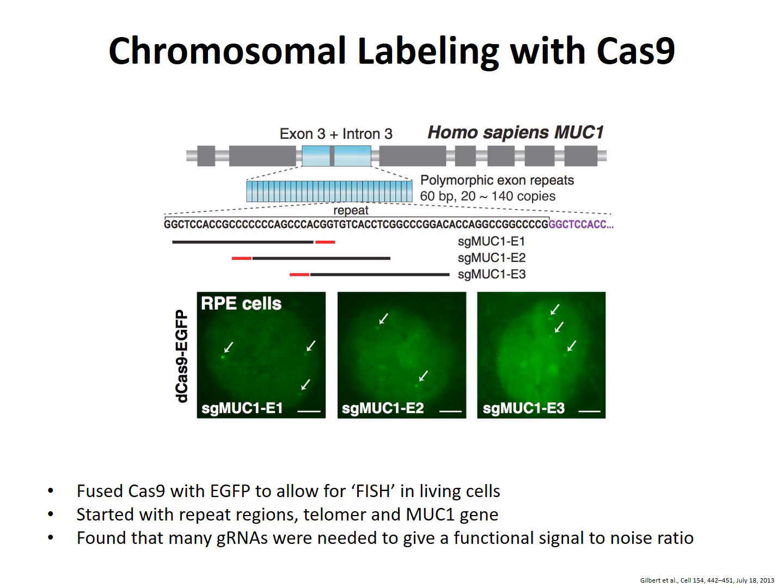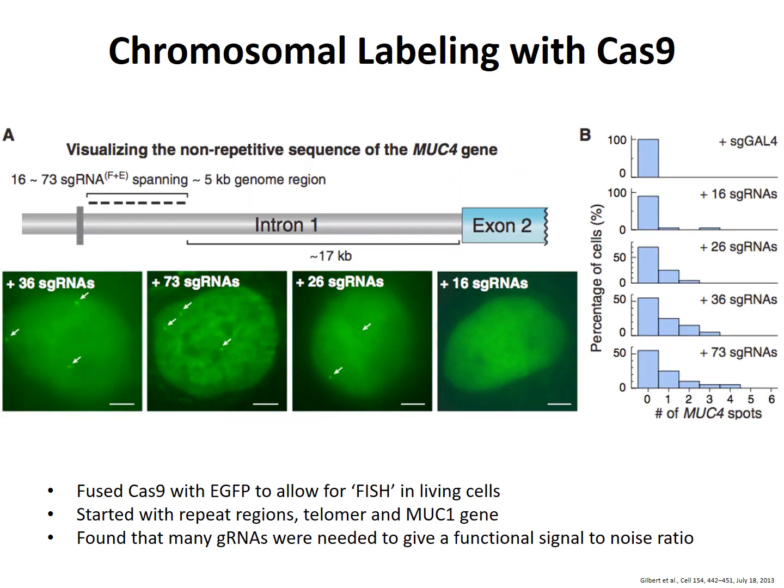And so they go on to do this first at a couple genes where there's repetitive regions, so they can actually get a lot of guide RNAs binding near each other to get a signal to noise ratio that's good enough to see these punctate spots in cells where these genes are located. And in this case, I think there's 3 copies of the MUC gene that they're looking at.